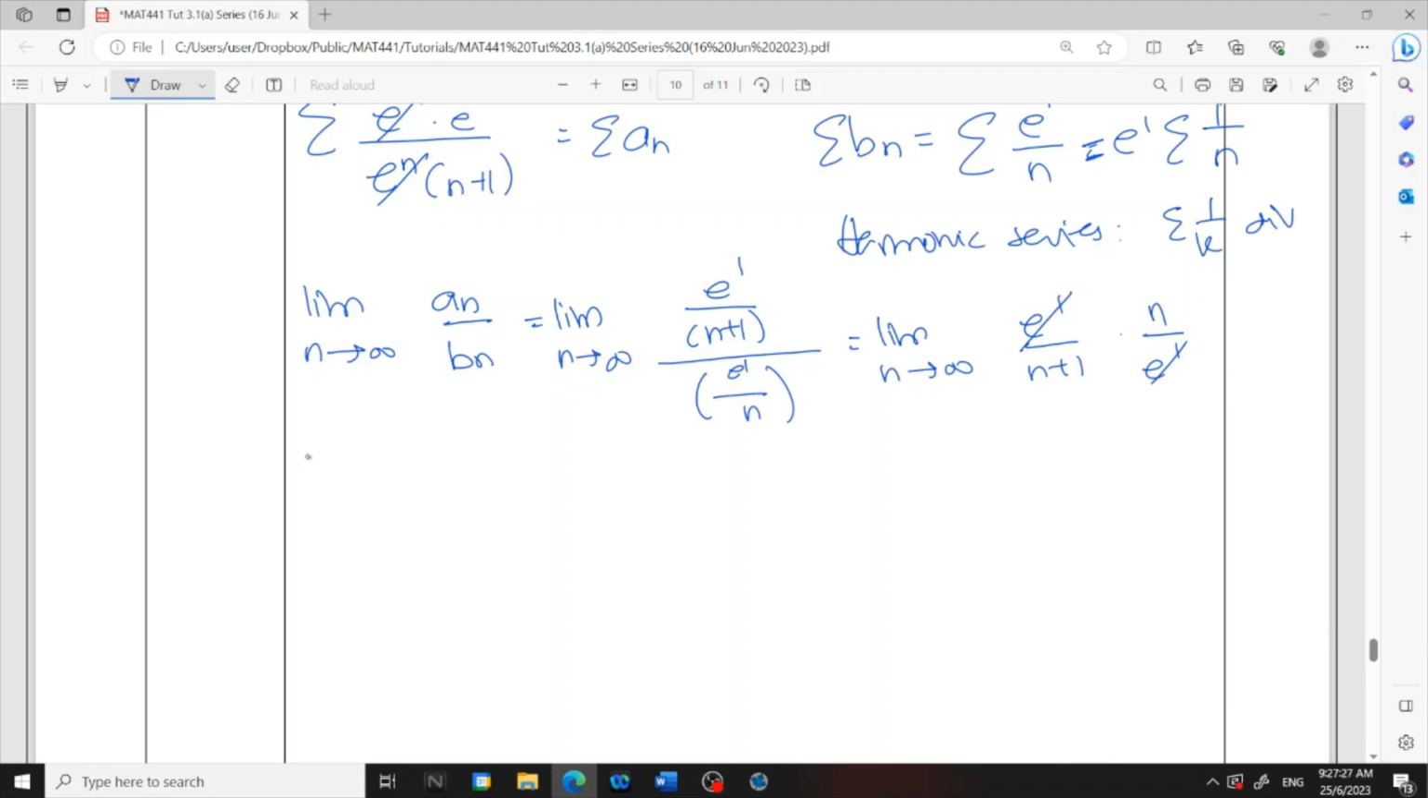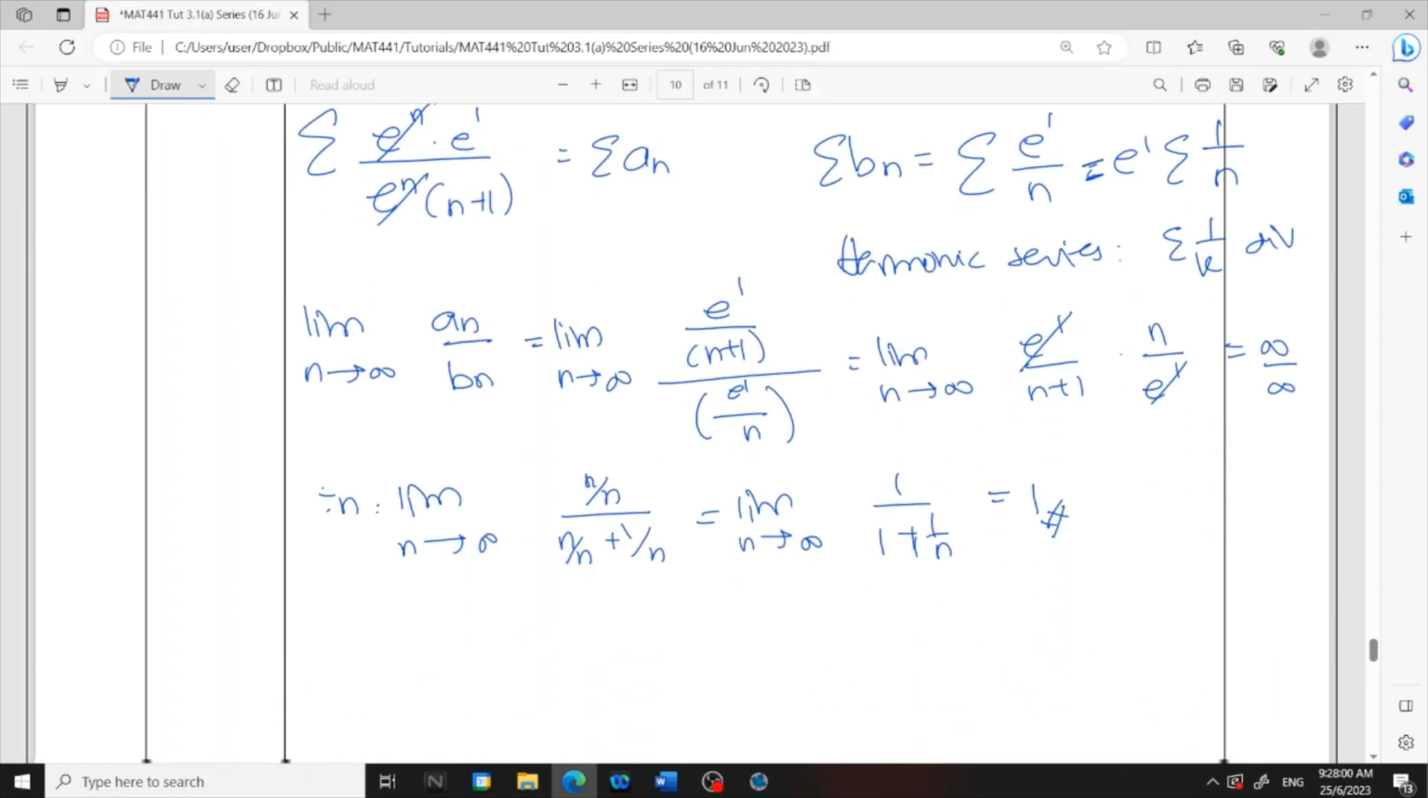So we can use L'Hopital's rule, or we can divide by n. Why? Because you get the infinity over infinity indeterminate form. So we divide by n: the top becomes n over n, the bottom becomes n over n plus 1 over n. So the limit as n approaches infinity of 1 over 1 plus 1 over n. When n approaches infinity, this part becomes 0. So it becomes just 1.